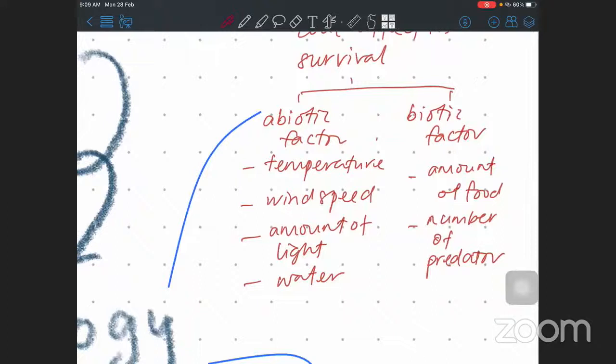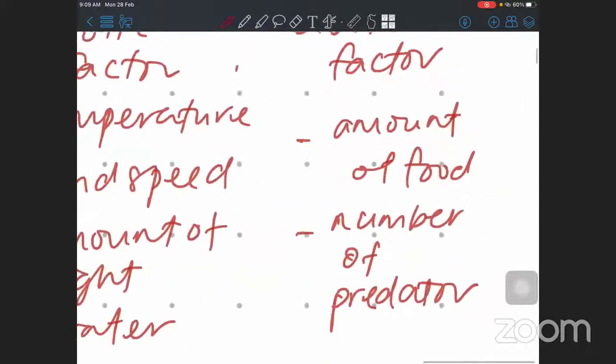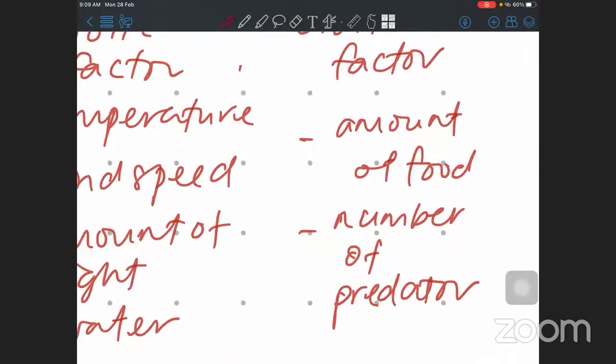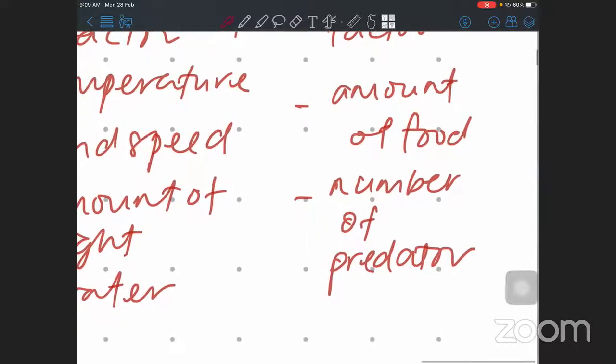We have two types of factor. One is called abiotic, and the other is called biotic. Biotic is the living factors. Abiotic is the non-living factors. So the biotic factors are the amount of food, how much grass you have, and how much predator you have.